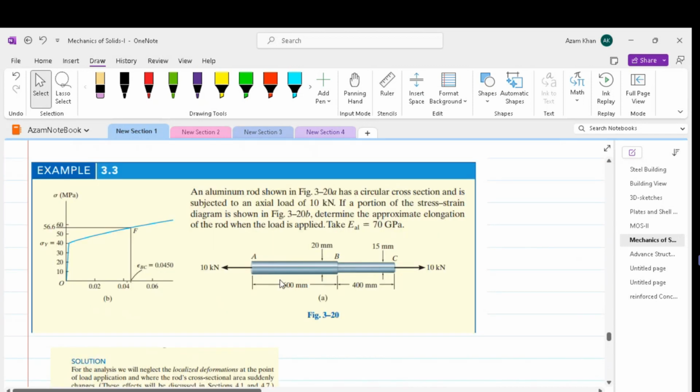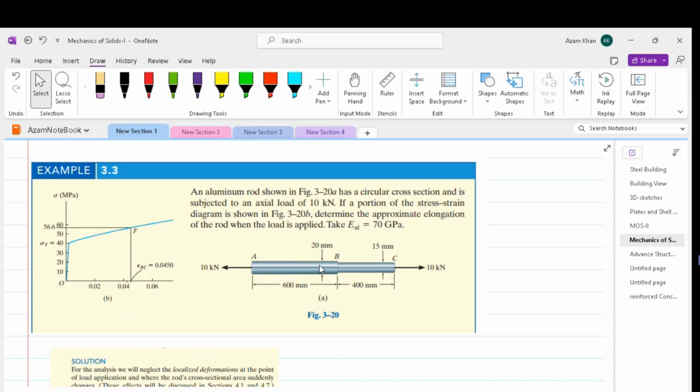Let us do another problem which will further make our concepts about stress and strain clear. So we are given an aluminium rod that has a circular cross section and is subject to an axial load of 10 kilonewton. If a portion of the stress strain diagram is shown in this figure, determine the approximate elongation of the rod when the load is applied. Take modulus of elasticity of aluminium as 70 gigapascals. So this rod is made up of two diameters. One is 15 millimeter and another is 20 millimeter.